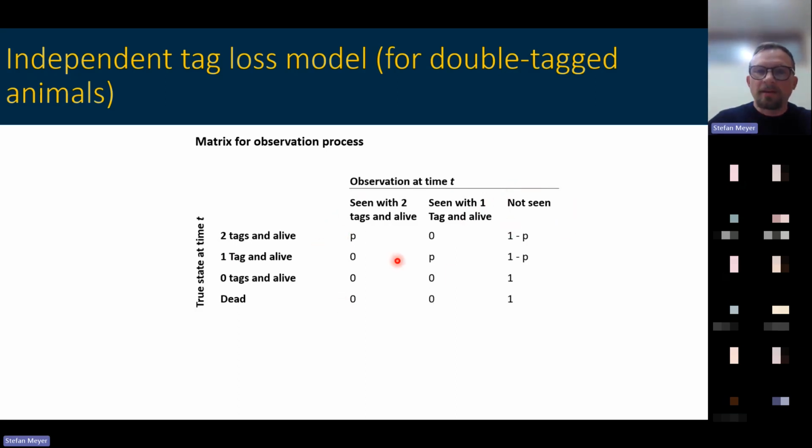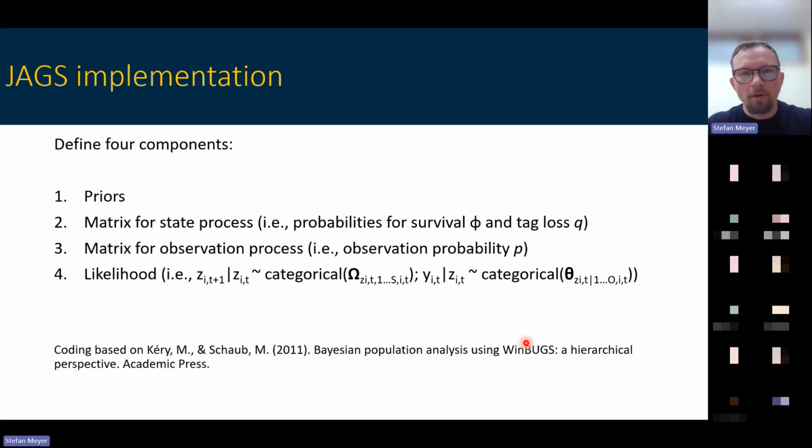And here, again, as a reminder, only the first 2 states are observable with probability p and not being seen with probability 1 minus p. In this case, I assume that the recapture probability is the same between both tag states. This could be adjusted with tag number-specific recapture probabilities. And then the last 2 states, so 0 tags and alive and dead, are both not seen. So the not seen column gets the probability set to 1. So I hope that was clear to everyone.